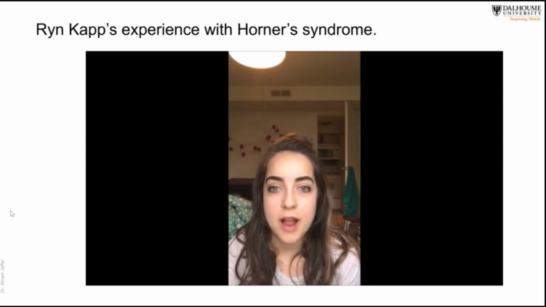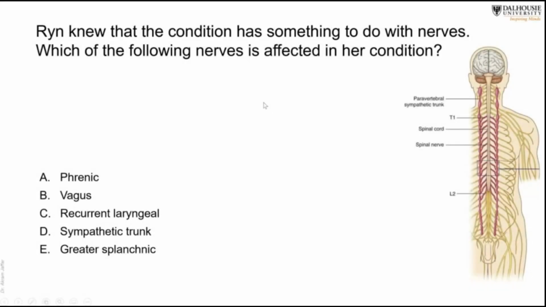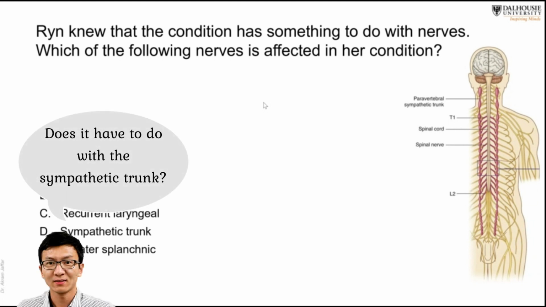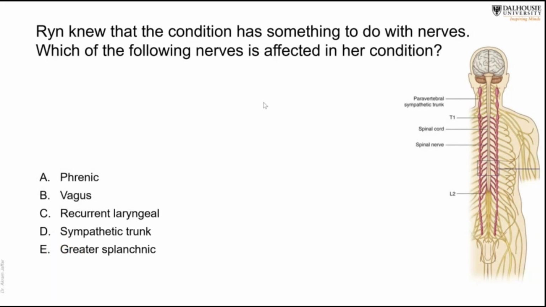So Rin knew that the condition has something to do with nerves. She mentioned that. Which of the following nerves is affected in her condition? It has to do with the sympathetic trunk. You're right. Okay. Yes.